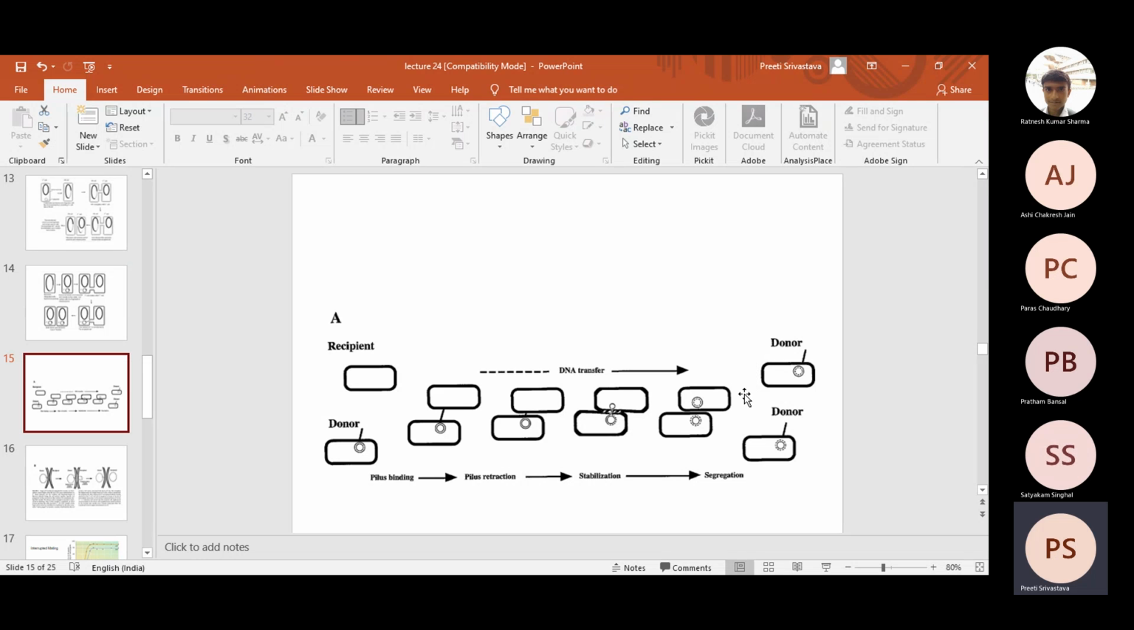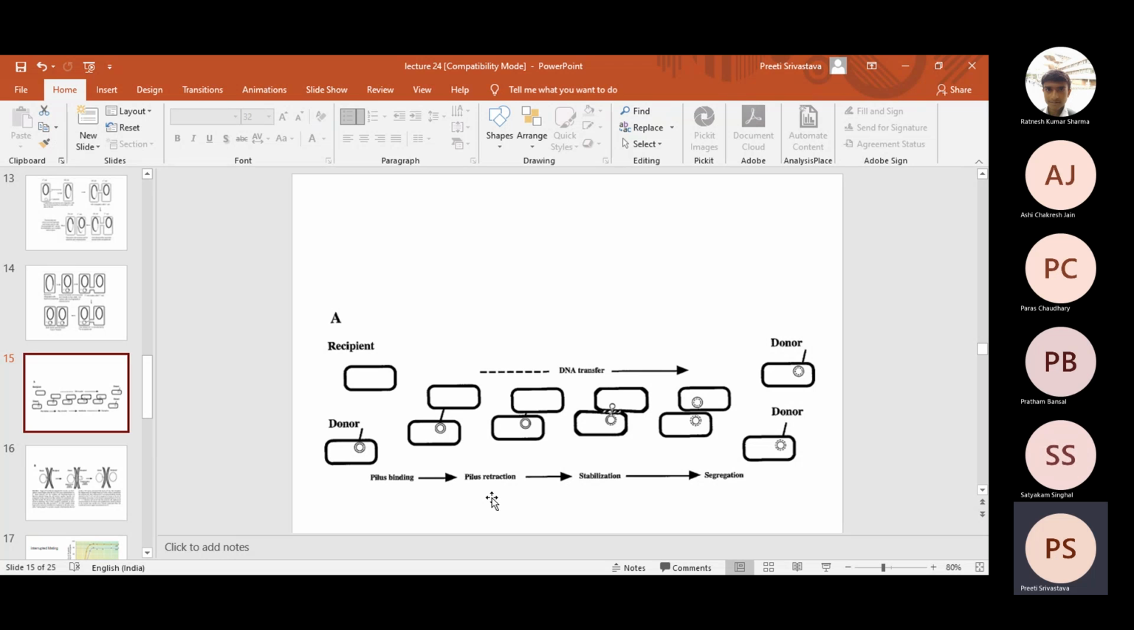So this is how the conjugation process takes place: a long pilus is formed, but this pilus has a tendency to polymerize and depolymerize. As a result of this depolymerization, retraction takes place, as a result of which the donor and recipient come in close proximity, the contact is stabilized, and then the transfer takes place.